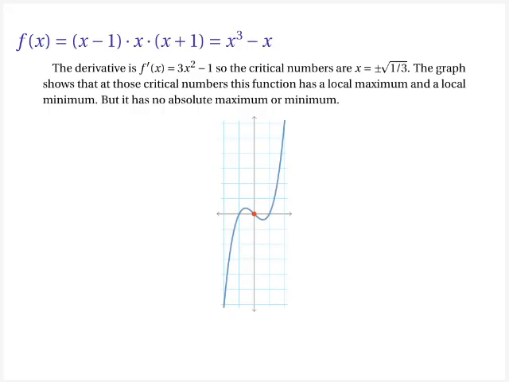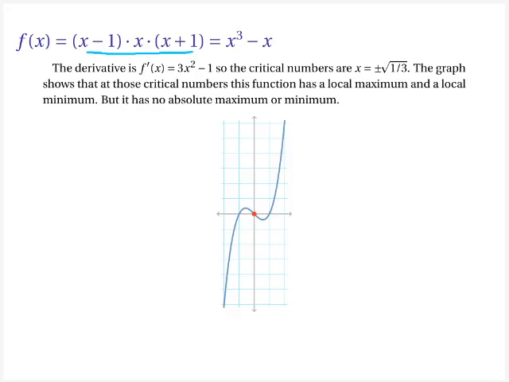Second, here's another example of a cubic. This one's just a little bit messier. It's got 3 different roots. It crosses the axis at +1, 0, and -1. And so, when you multiply it all together, you get x cubed minus x.